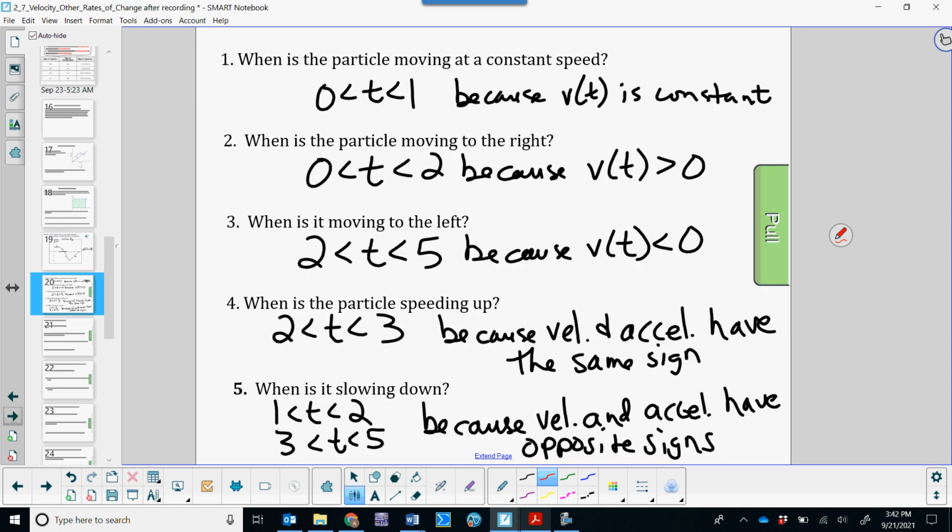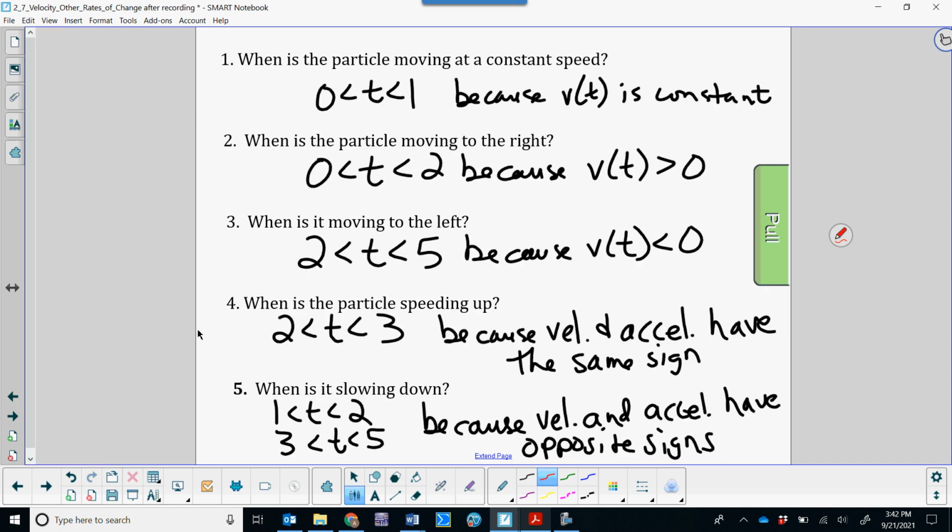The questions that we answered at the end of the video were: when is it moving constant, when is it moving to the right, moving to the left, speeding up and slowing down? I do want to stress again, for the particle speeding up and slowing down, the one and only way that we should be determining that and giving as a reason is because velocity and acceleration have the same sign, or velocity and acceleration have opposite signs. And we are going to be in the habit of always giving a reason for every answer. Okay, so let's go ahead and look at the next one.